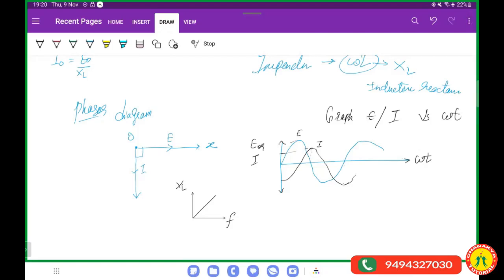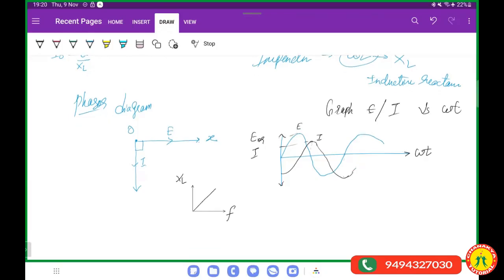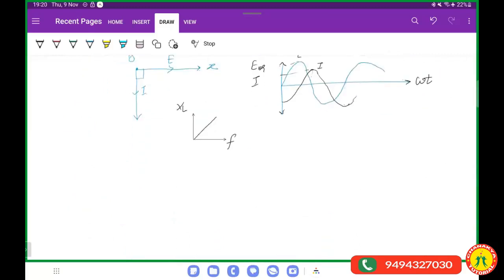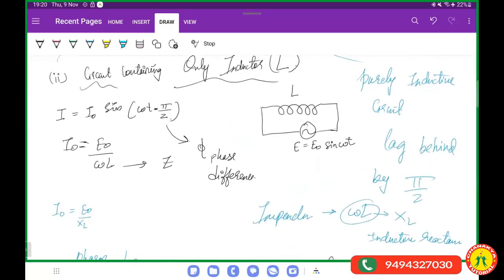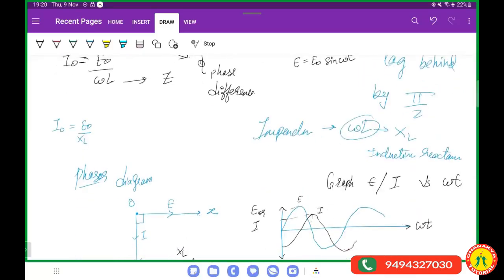Now, if you compare with the capacitor, it will be totally opposite. Let's draw the capacitor and compare all three. Have you done writing? I mean drawing. Yes, sir. Okay. Others? Yes, sir. Cool.